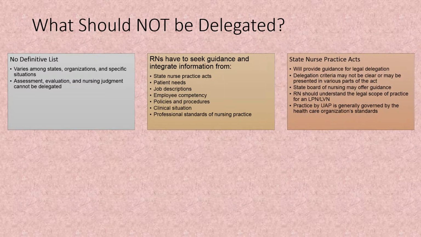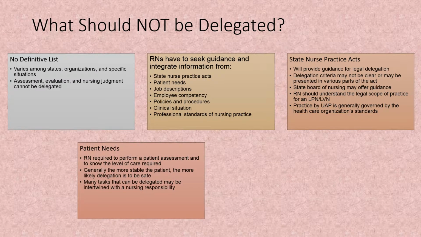The State Nurse Practice Act will provide guidance for legal delegation. Delegation criteria may not be clear or may be presented in various parts of the Act. The State Board of Nursing may offer guidance. The RN should understand the legal scope of practice for an LPN or LVN. Practice by unlicensed assistive personnel is generally governed by the healthcare organization standards.